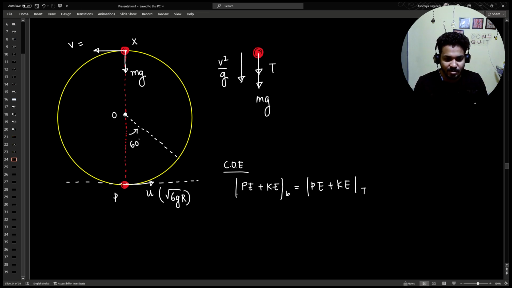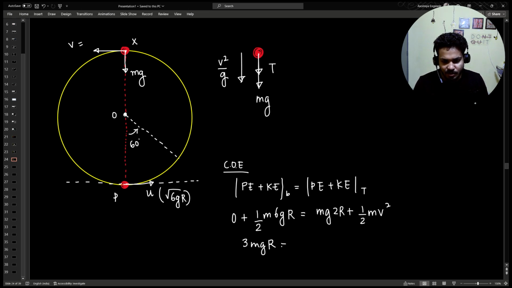Okay, so help me find this out. At the bottommost location, the potential energy will be 0, kinetic energy will be half m 6gr, right? And at the highest position, the potential energy will be mg into 2r, and the kinetic energy will be half mv square, right? Because v is something that we do not know, it's going to be 3mgr equals 2mgr plus half mv square, right? So the kinetic energy at the top would be mgr, so velocity would be root 2gr, right?